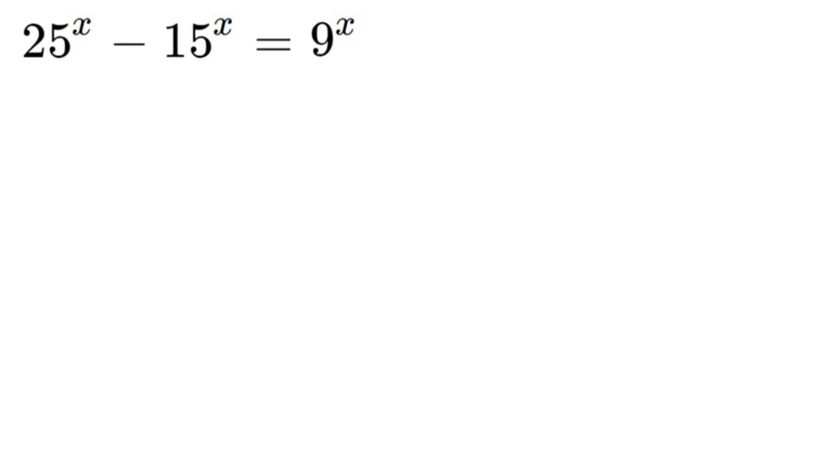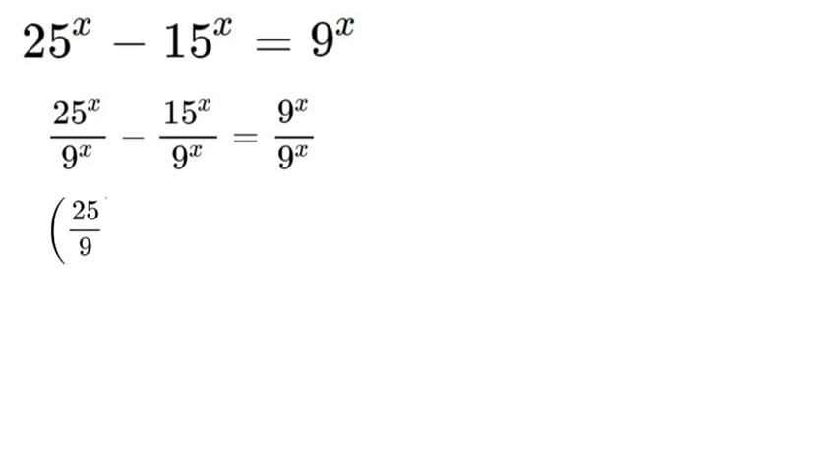So we're going to divide by 9 to the power of x on both sides to cancel out 9 to the power of x. Which means that we'll have 25 to the power of x over 9 to the power of x minus 15 to the power of x. And with those fractions, we can pull out the powers since they are equal to each other. So we'd have 25 over 9 to the power of x minus 15 over 9 to the power of x.